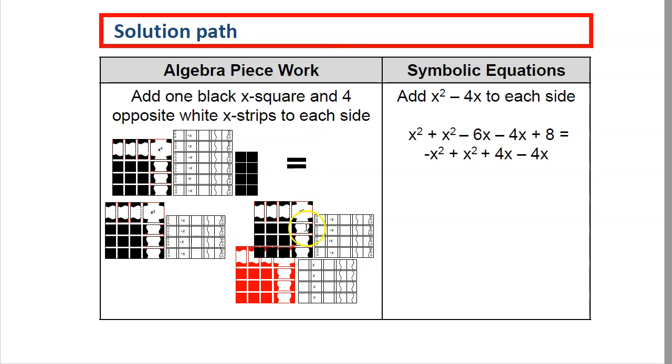On the left, to cancel out the pieces on the right, we'll add 1 black x squared and 4 opposite white x strips to each side. Symbolically, we'll add x squared minus 4x to each side.